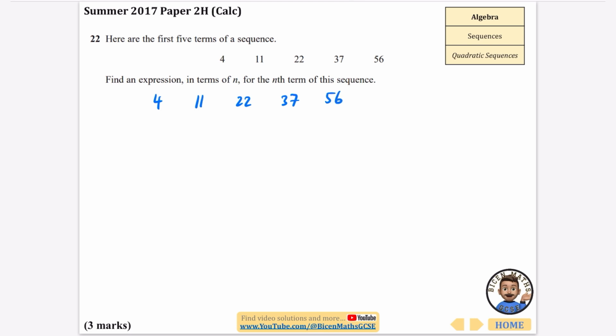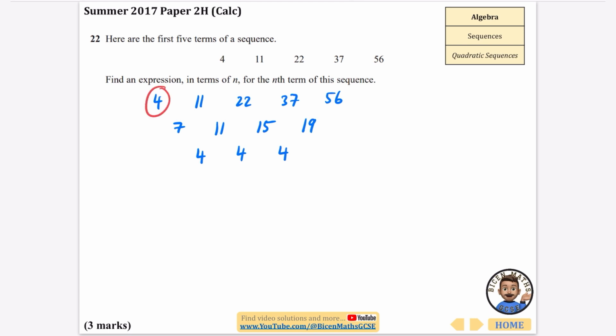So the first difference between 4 and 11 is 7, 11 and 22 is 11, 22 and 37 is 15, and 37 and 56 is 19. Between 7 and 11 is 4, 11 and 15 is 4, and 15 and 19 is 4.